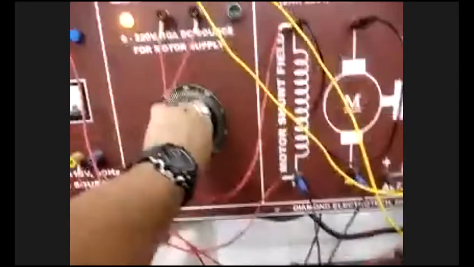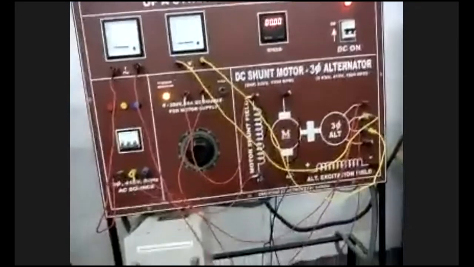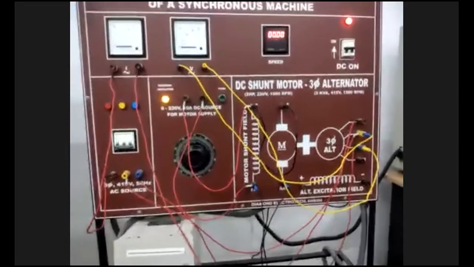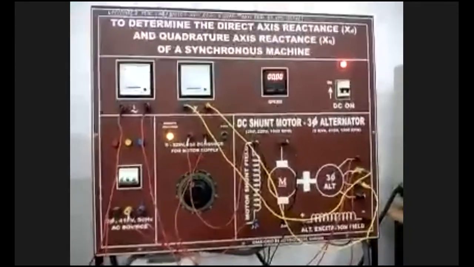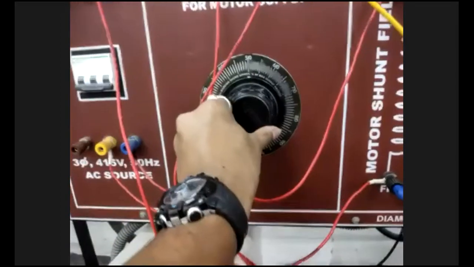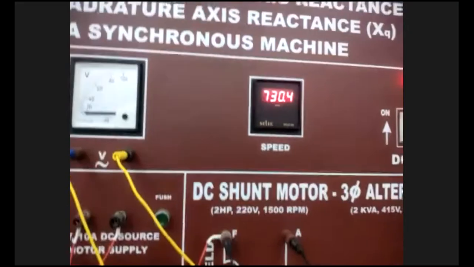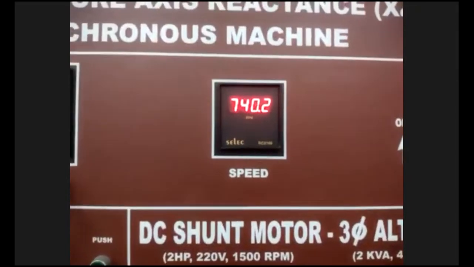First I have to increase the DC voltage so that the motor will start and rotate, and we adjust the speed. How much should we adjust? Our aim is to keep the speed below the synchronous speed. So first, slowly I increase the variac so the motor will run. Motor is running. So what is the RPM now? 730, 740.